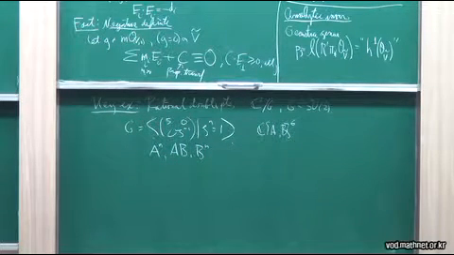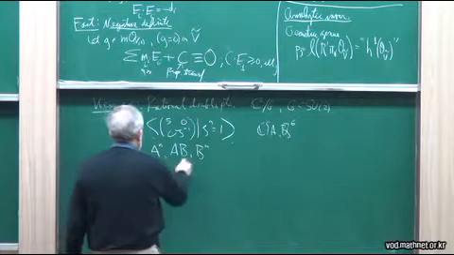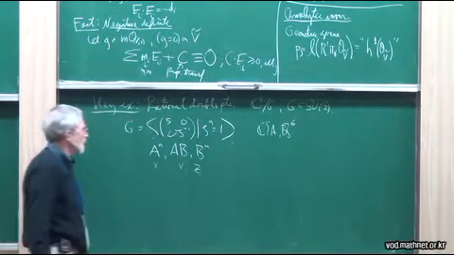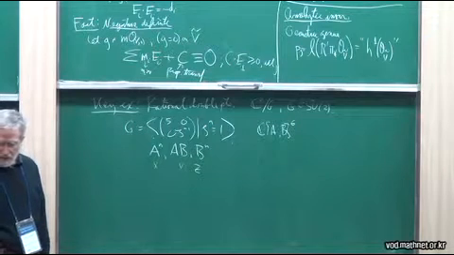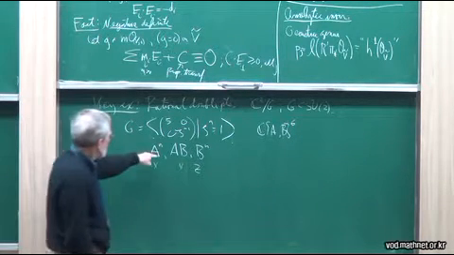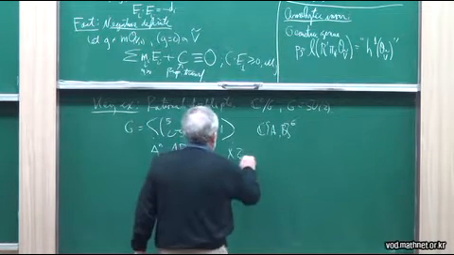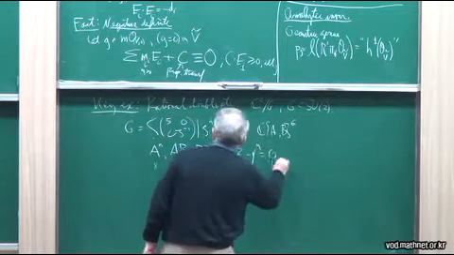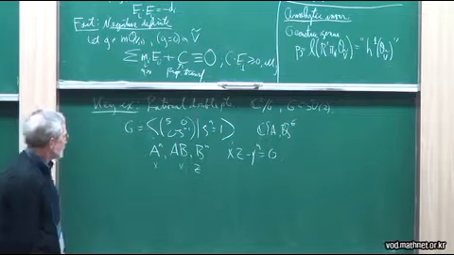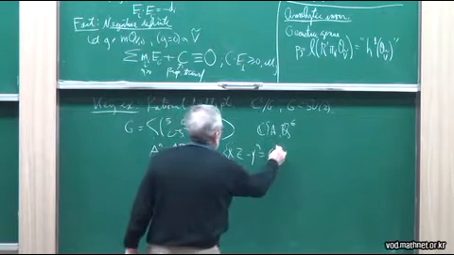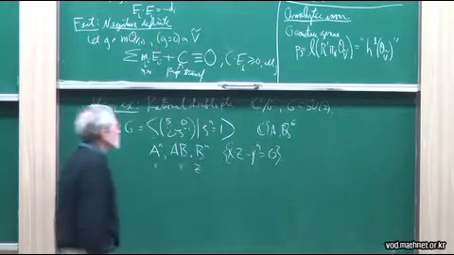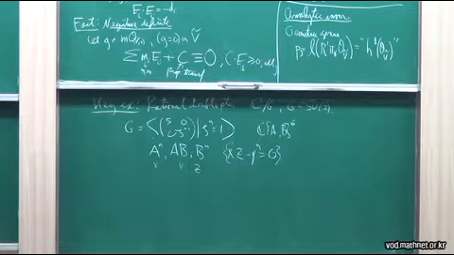So there are three invariant polynomials. Let's call them x, y, and z. They satisfy one equation, xz equals y to the n, that is, xz minus y to the n equals 0. So this quotient, C2 mod G, is a hypersurface, and there's its equation.